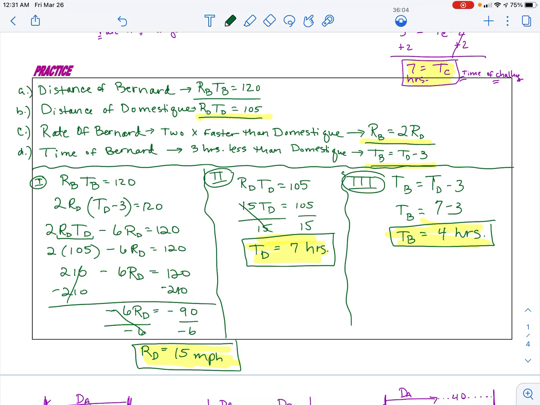And we can always double check. What did the word problem say about the relationship between the time of domestique and the time of Bernard? Look at equation D that you wrote up there: the time of Bernard is supposed to be 3 hours less than domestique. Is it? Yes, because domestique's time was 7 hours, Bernard's is 4, and that is 3 hours less. So that works out perfect. It matches what the problem says.